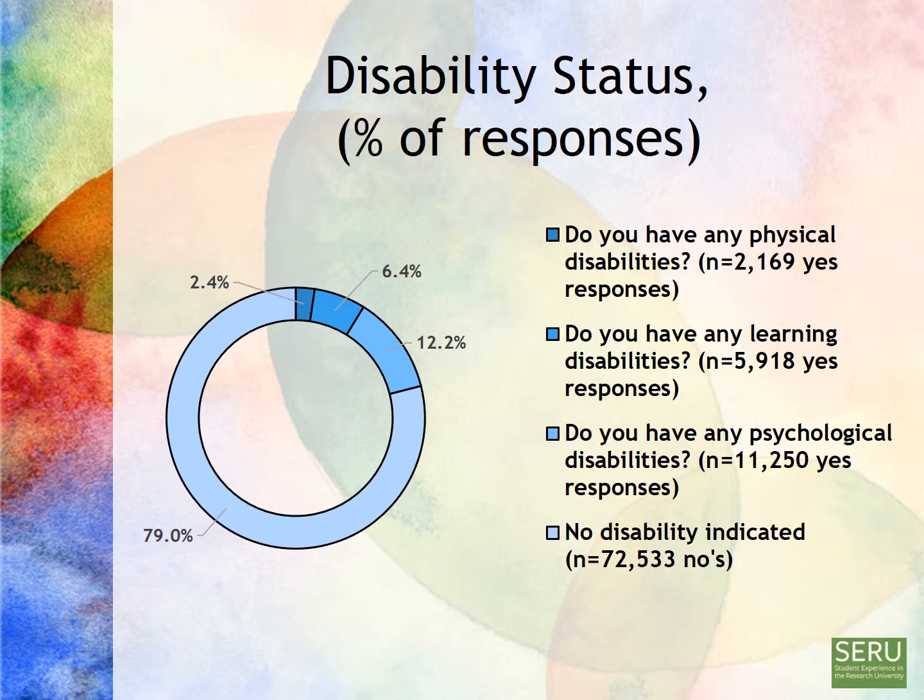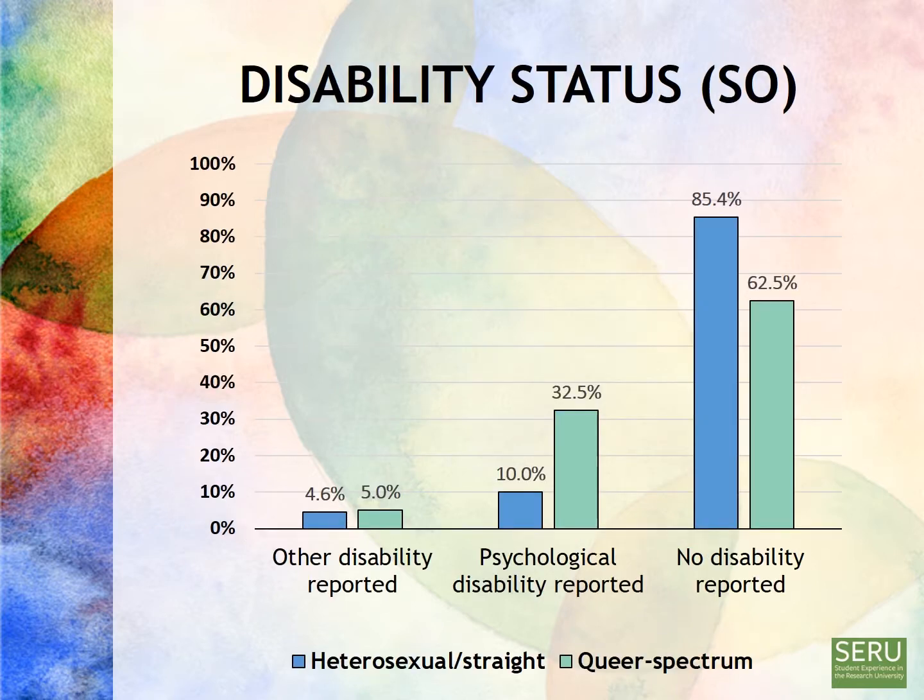And so you can see here that of all the possible responses, 79% of the students said no, they didn't have any of those three. But 12% of the students indicated a yes response to psychological disabilities. And then next, learning disabilities at 6.4%. When you start disaggregating this out by the queer spectrum categories, there are some stark differences here. And in this slide, I've collapsed learning disability and physical disability into other and separated the psychological disability, anyone who reported that. And you see almost three times as many queer spectrum students more likely to indicate that as compared to the heterosexual straight students. Next slide.